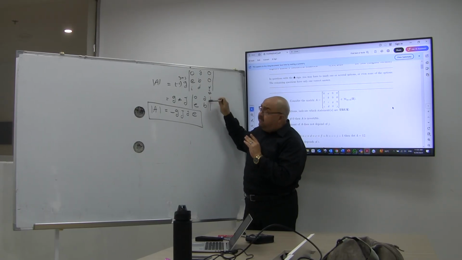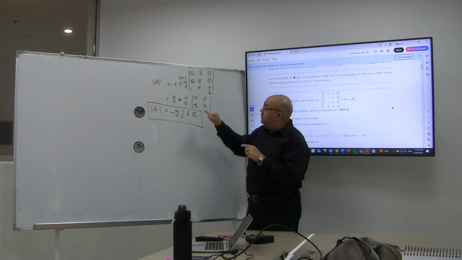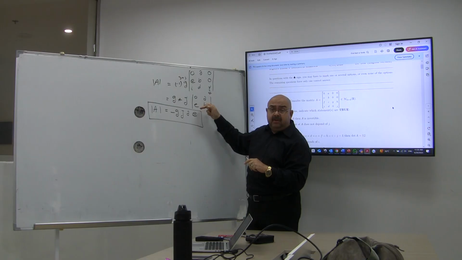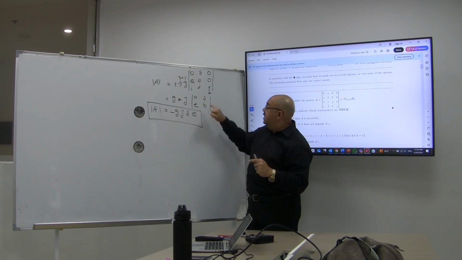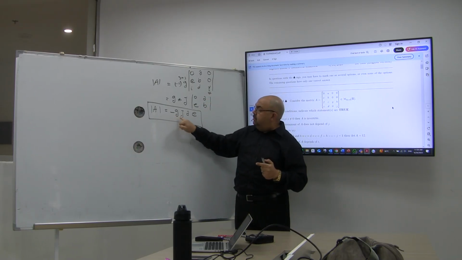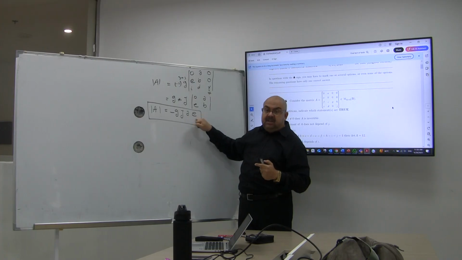Now I can evaluate the value of this determinant. I will multiply the elements of the principal diagonal minus the elements of the secondary diagonal. The elements of the principal diagonal give 0, minus A times E. So simply it's going to be negative G times J times A times E.